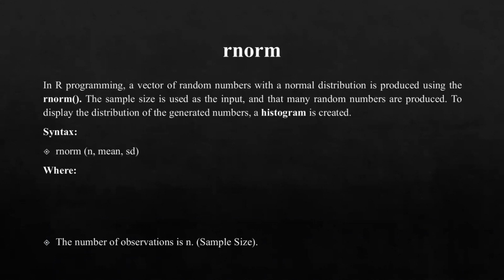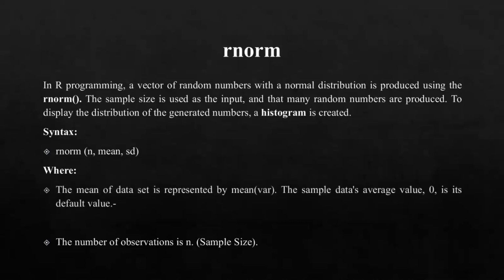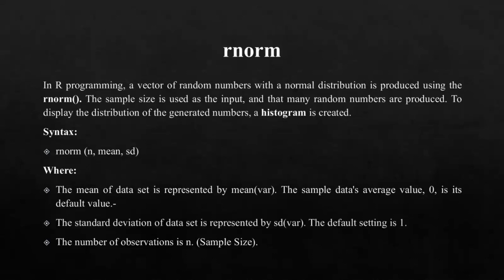Just use the rnorm keyword and pass the parameters, where the mean of the dataset is represented by mean var. The default value is 0. The standard deviation of the dataset is represented by sd var. The default setting is 1. The number of observations is n, which represents the sample size. Let's move to RStudio.